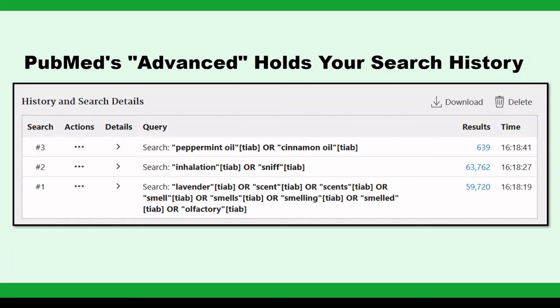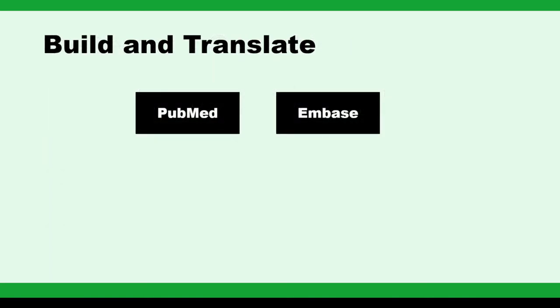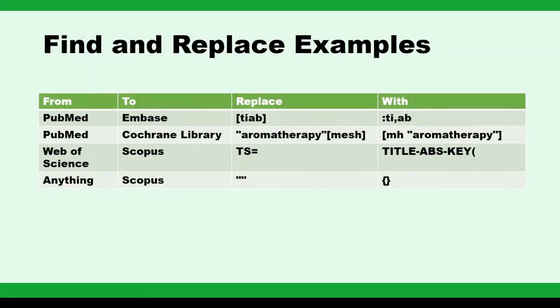If you are searching systematically, remember that you should be searching each platform or database the exact same way. For this reason, I usually build my search in PubMed or Embase first, and then translate it into the other platforms once I am confident that I won't be making any more changes. Once you become familiar with database syntax, you'll be able to use find and replace to translate your searches quickly.